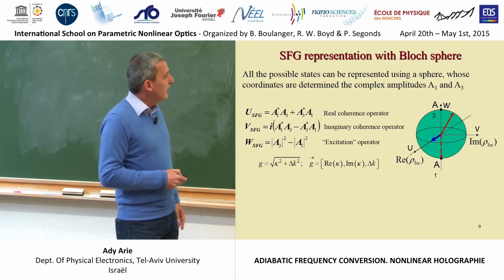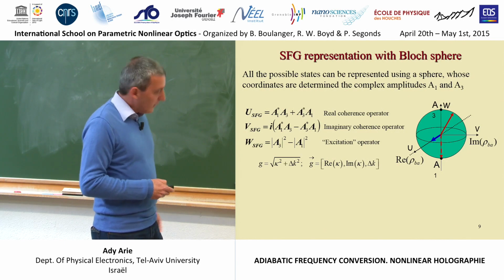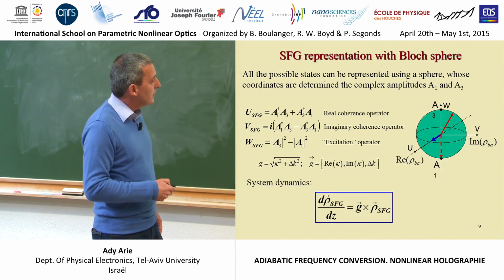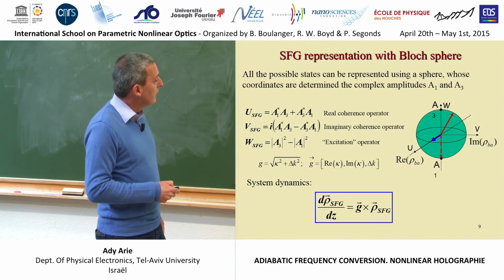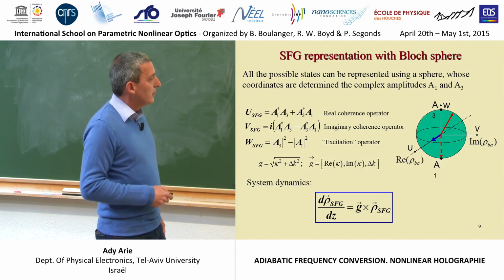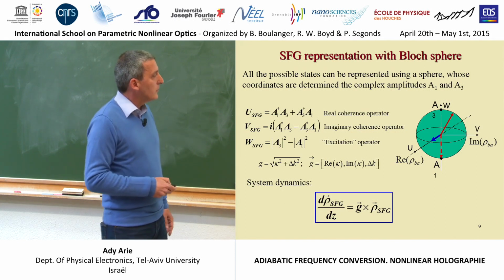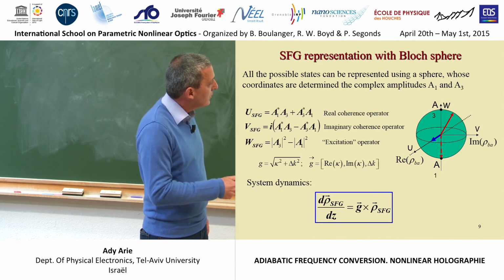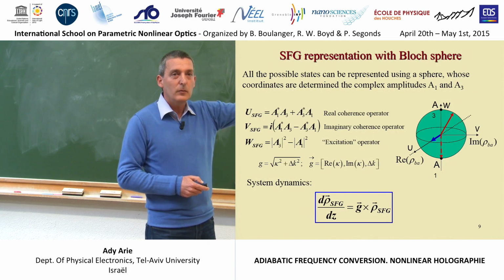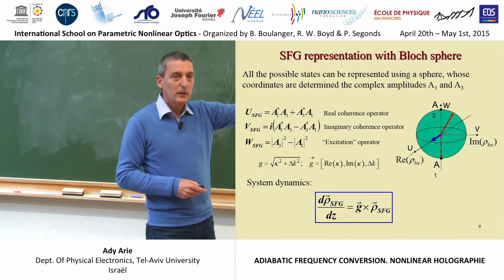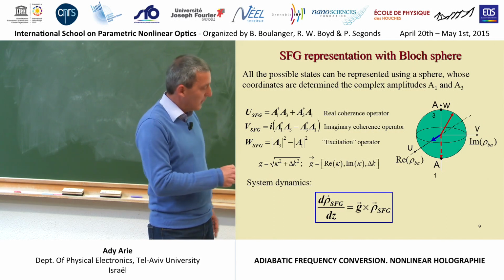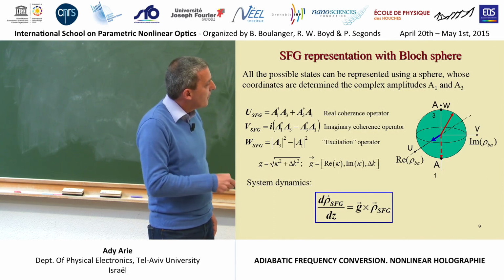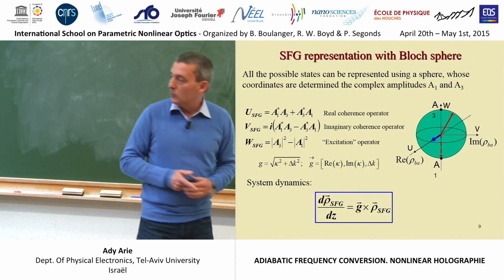And then the dynamics of the system is given by this equation. So G is a torque vector, defined by the coupling and the delta K. This defines the evolution of the system. So let's say delta K equals 0. It means that this parameter is 0, so the torque vector is just pointing in some direction along the equator. And then the state vector will just do this rotation from the north pole to the south pole.